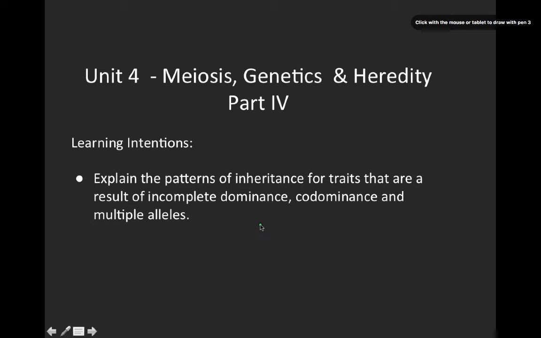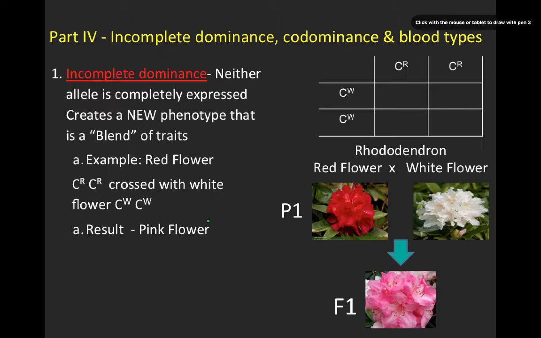Hey guys, today's lesson is really focusing on part 4 of our Meiosis genetics heredity unit. We're going to look at three major things on here: incomplete dominance, codominance, and multiple allele situations. So really just some special cases where our typical monohybrid crosses don't always do these situations justice.